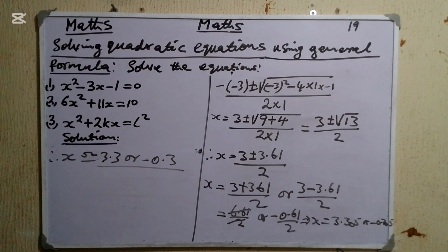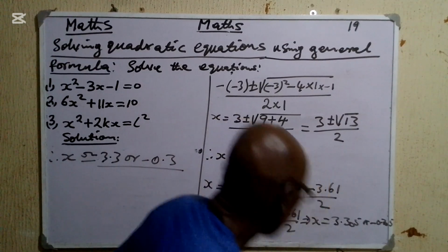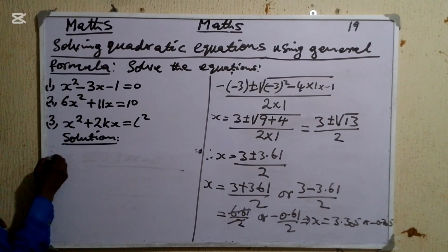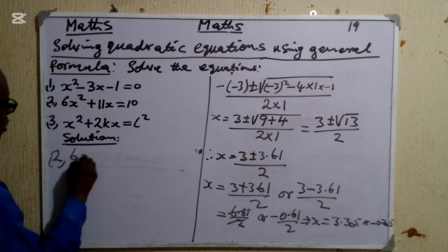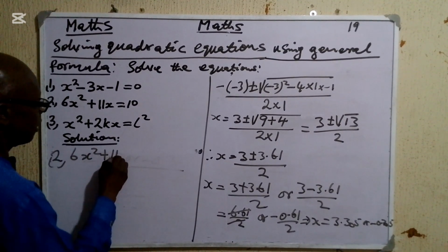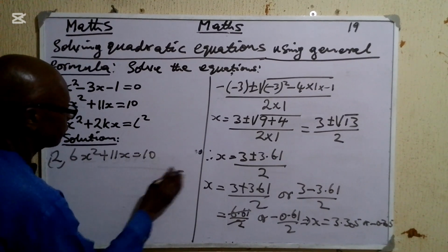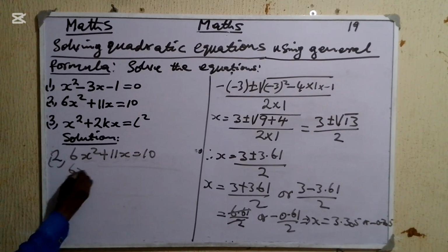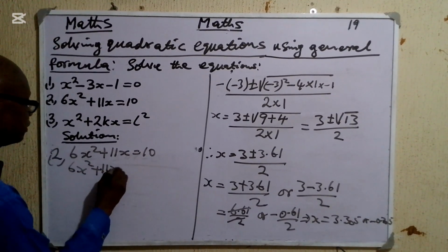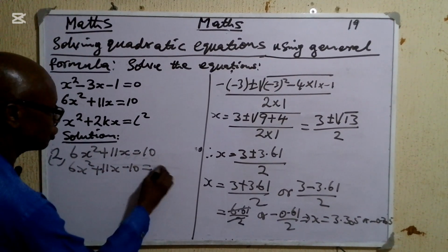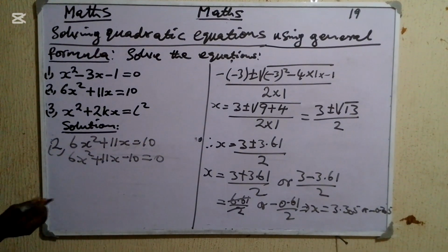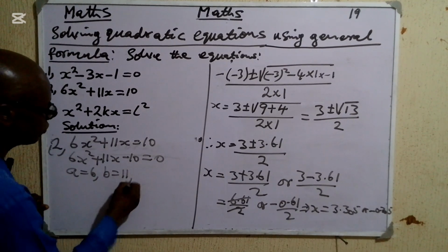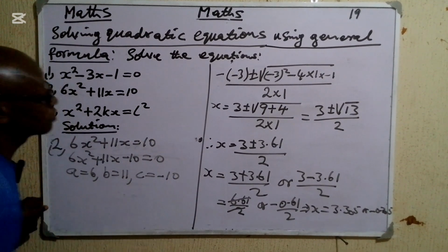Then we quickly go over to number 2. In number 2 we have 6x squared plus 11x is equal to 10. In continuation, you have to bring them together, and that will give us 6x squared plus 11x minus 10 equal to 0. Bringing out our values, a is 6, b equal to 11, and c is equal to minus 10.